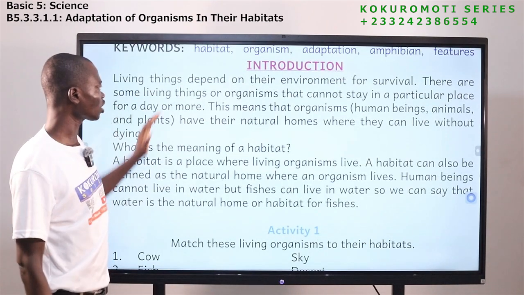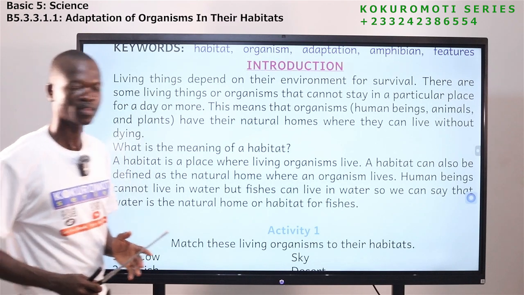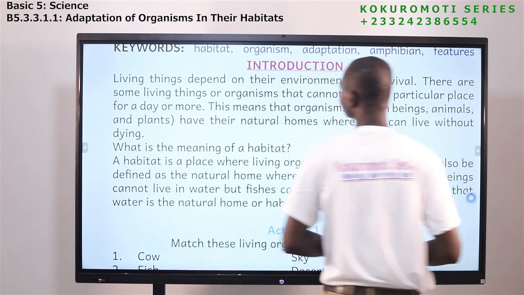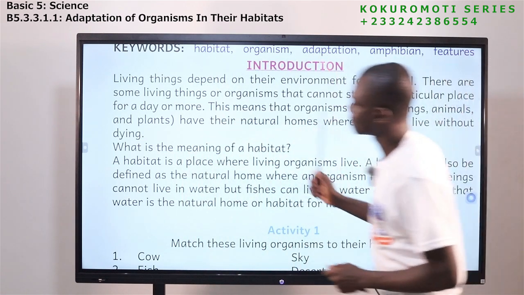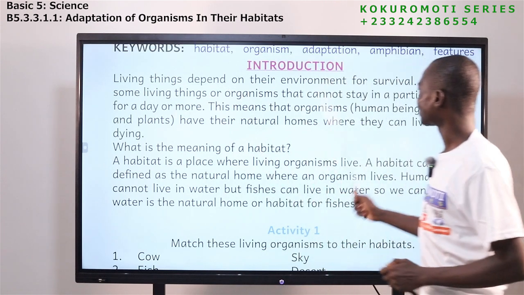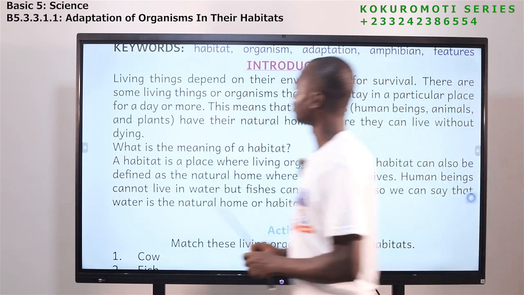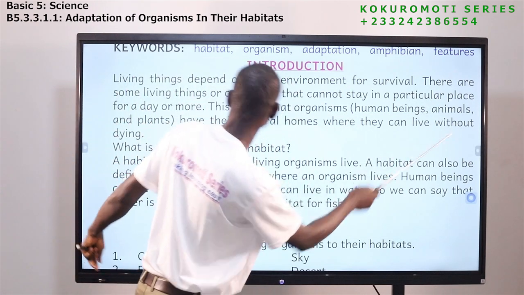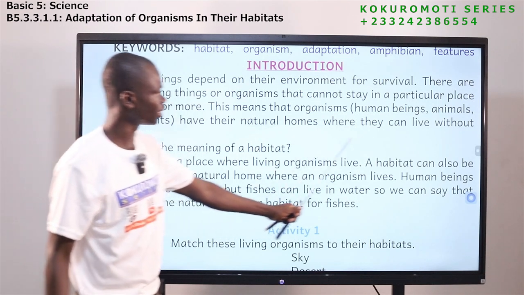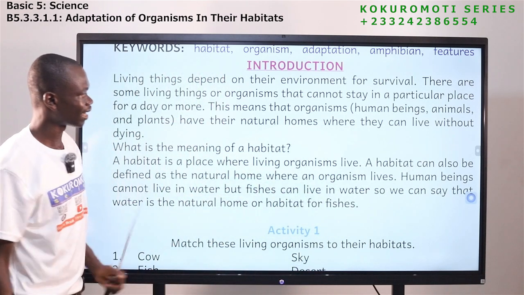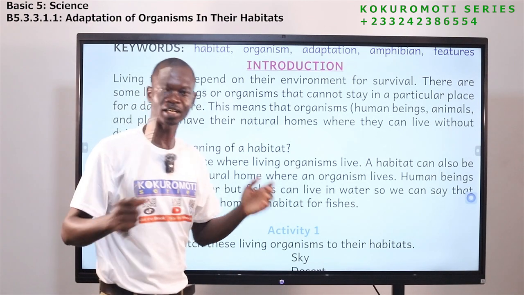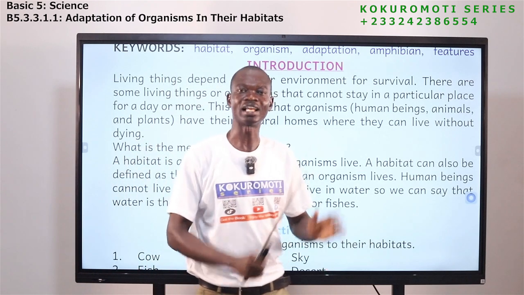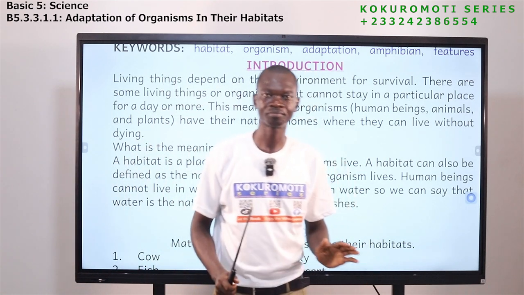So we are looking at living things. We are saying that living things depend on their environment for survival. There are some living things or organisms that cannot stay in a particular place for a day or more. This means that organisms, that is human beings, animals, and plants, have their natural home where they can live without dying. We all have a place where we can live and we will not die.